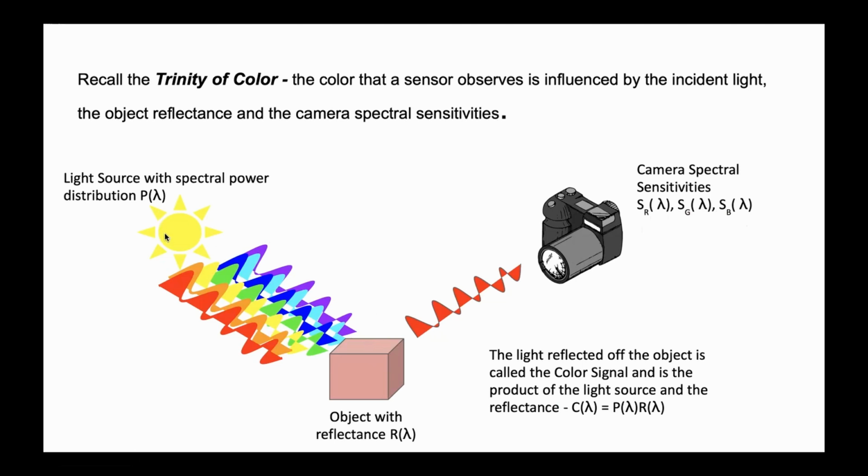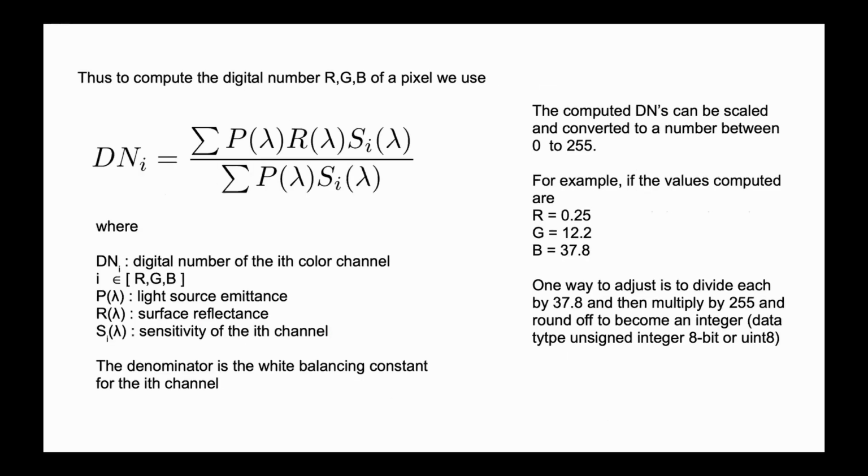Okay, so the light source would have all the possible wavelengths coming out of it, but the object, which has a reflectance R of lambda, will absorb some of these wavelengths and will reflect off those that it does not absorb. And that light that it does not absorb, that's called the color signal. And that's the light that reaches your camera. It's called the color signal.